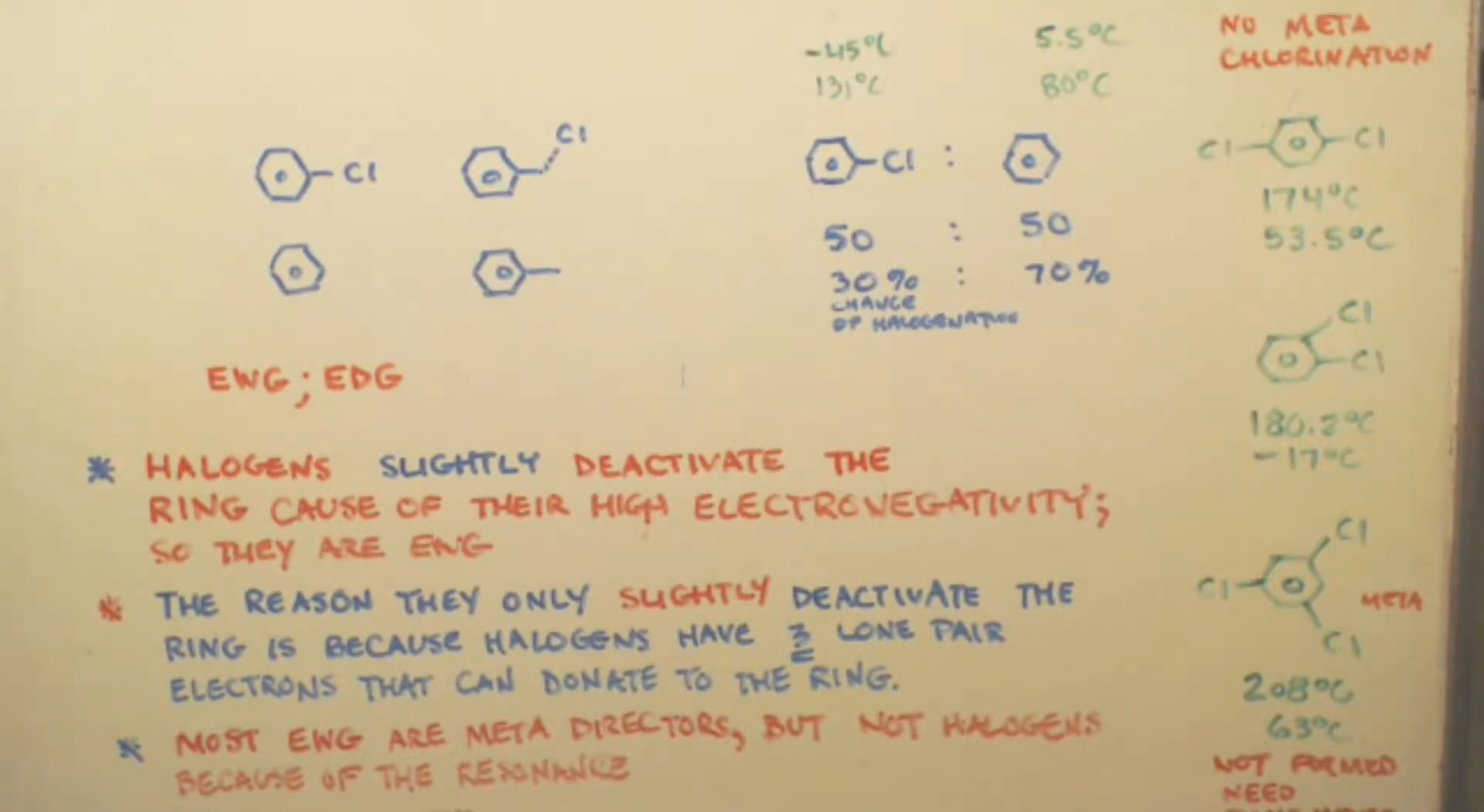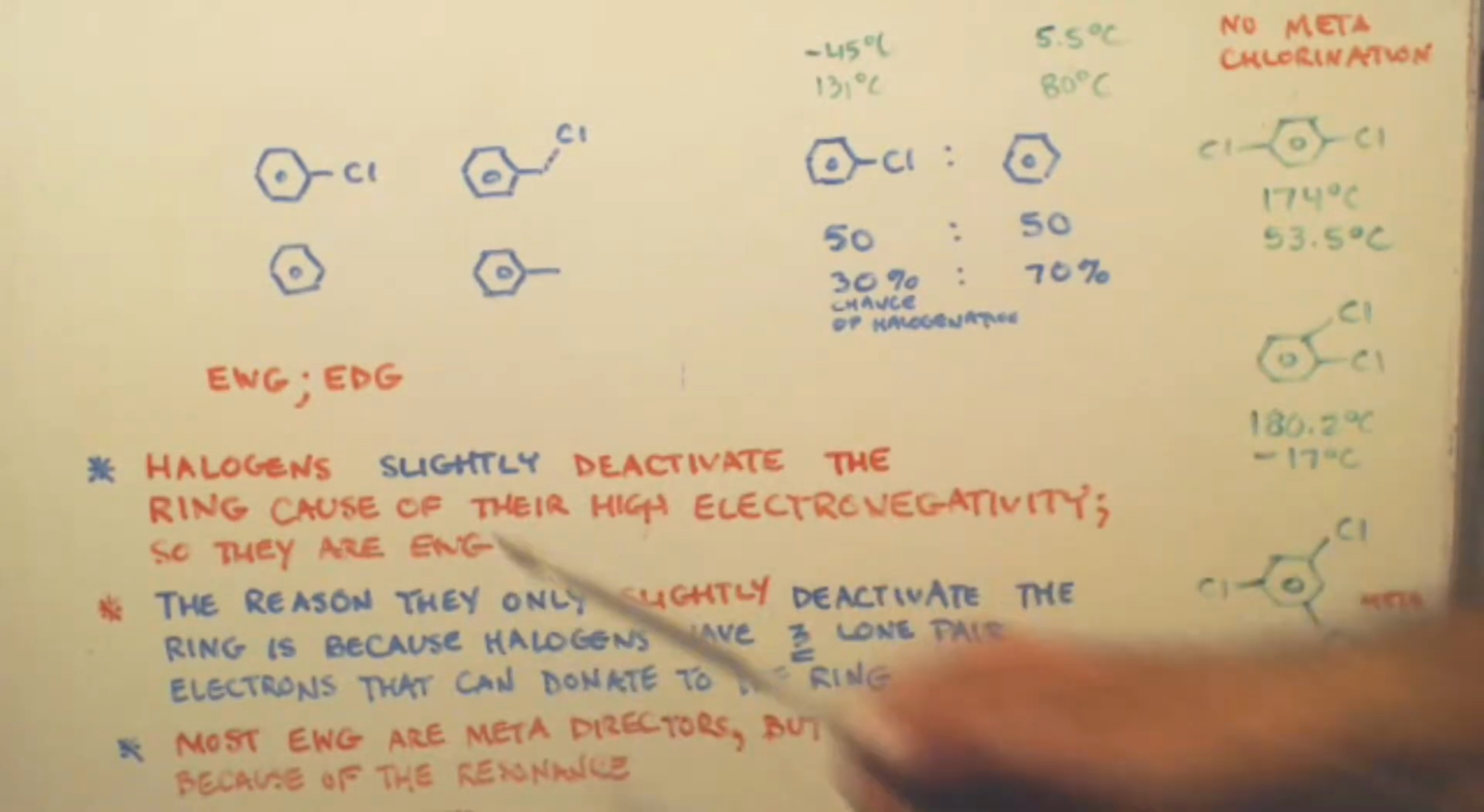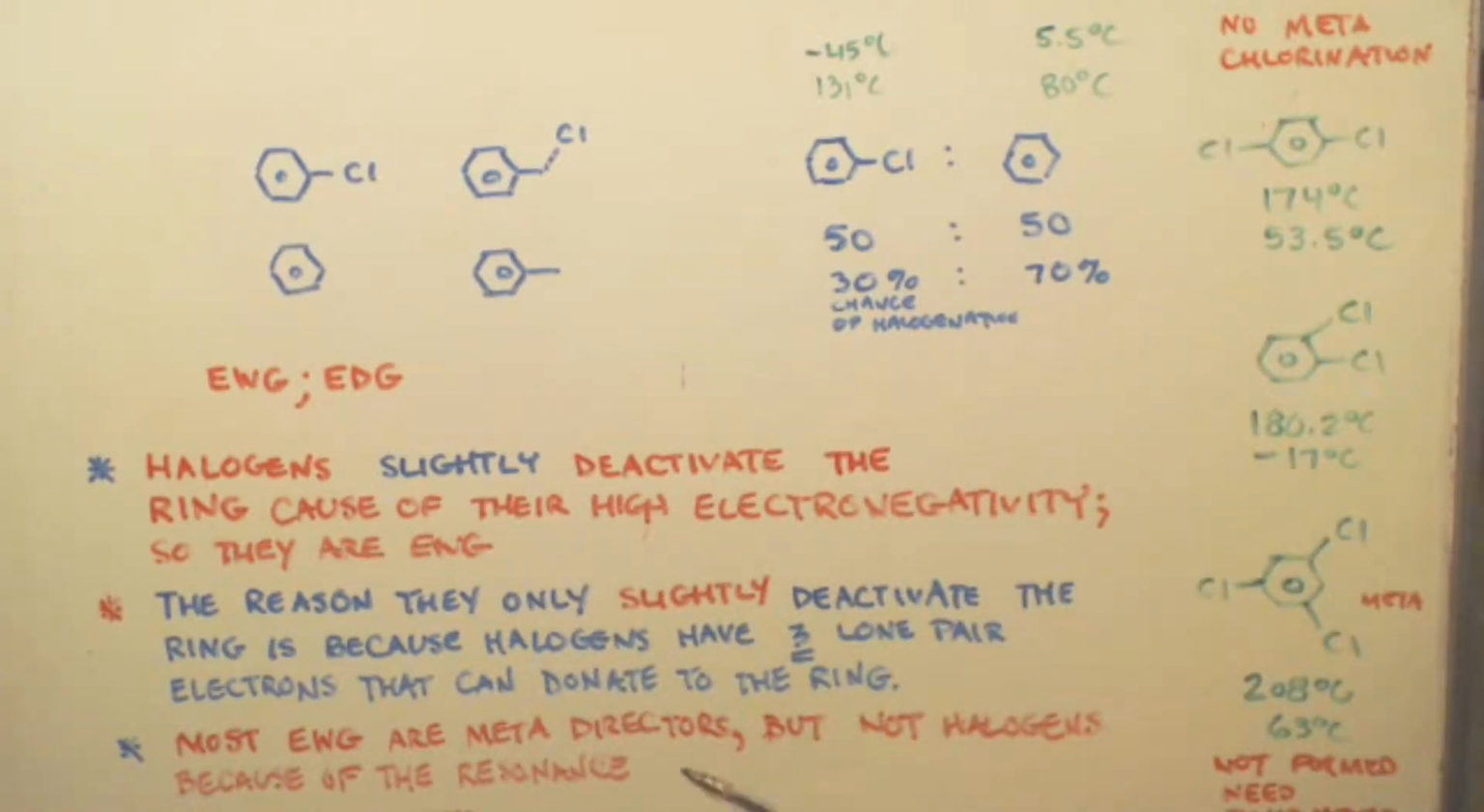Now, most electron withdrawing groups, like the halogens, are meta-directors, okay? But not halogens. Because of the resonance that they can do with the lone pair electrons, they are ortho-para-directors. And I want you to look at this.